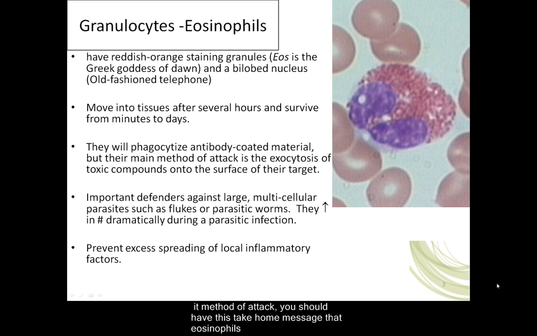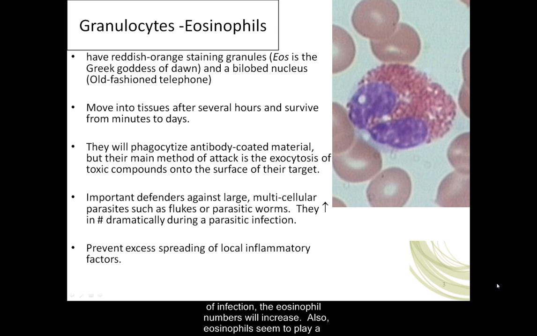Regardless of its method of attack, you should have this take-home message: eosinophils attach themselves to the parasites, particularly those in your GI tract, and then release hydrolytic substances and digest the parasite from the outside in.